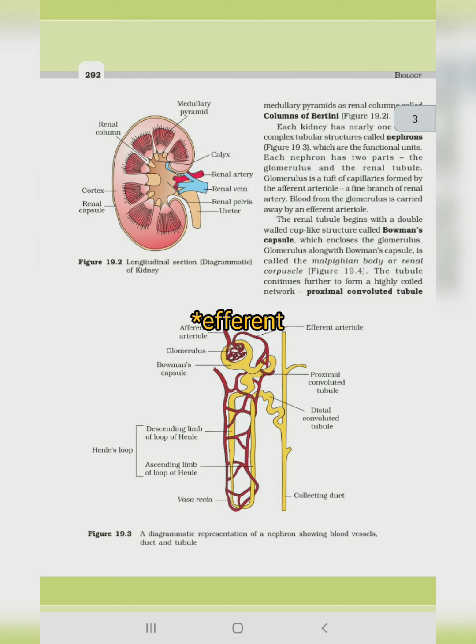The renal tubule begins with a double-walled cup-like structure called Bowman's capsule, which encloses the glomerulus. Glomerulus, along with Bowman's capsule, is called the Malpighian body or the renal corpuscle, which can be seen in figure 19.4. The tubule continues further to form a highly coiled network called the proximal convoluted tubule, or the PCT.